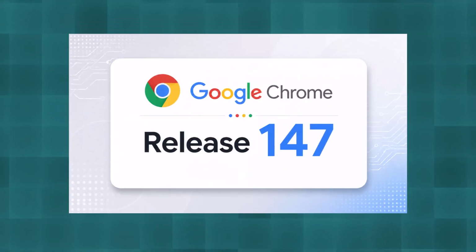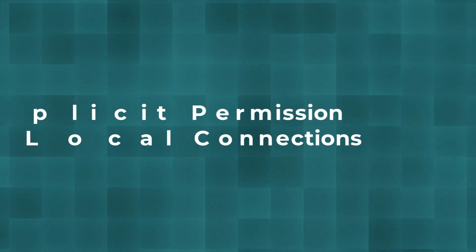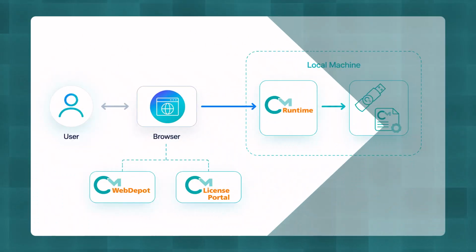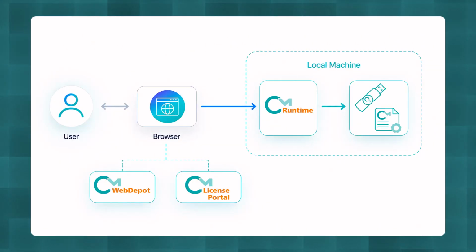With Release 147, Google Chrome introduced a new requirement. Users must explicitly allow connections from the browser to locally installed applications and services. This affects the connection between the user's browser and the locally installed CodeMeter Runtime, which is required for direct license activation into a CM dongle or CMAC license via WebDepot or CodeMeter license portal.